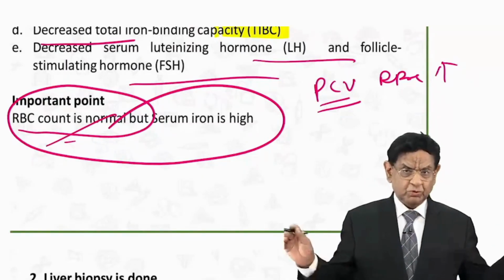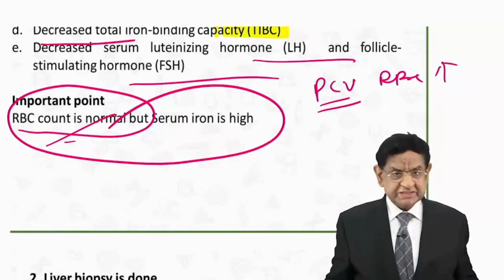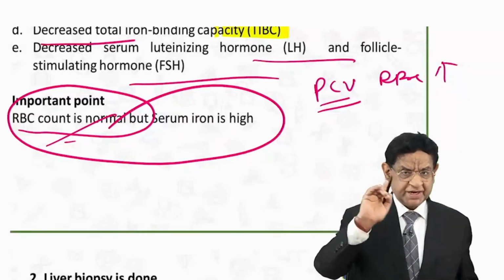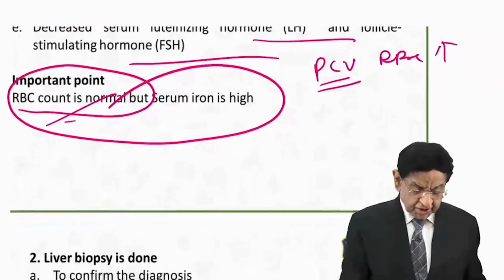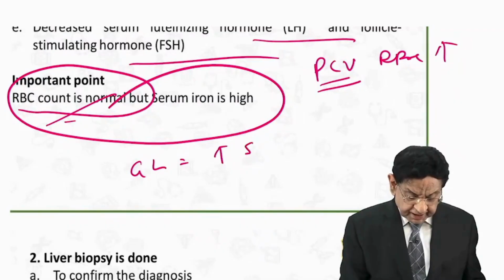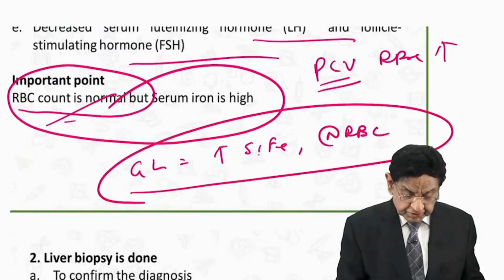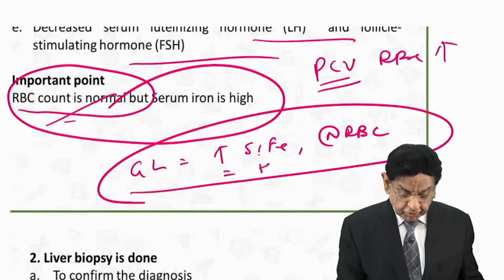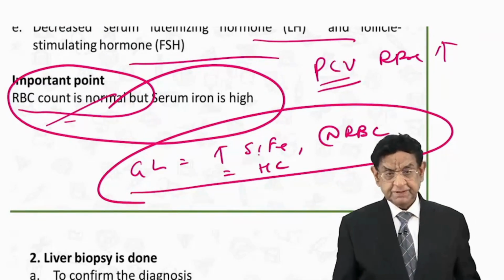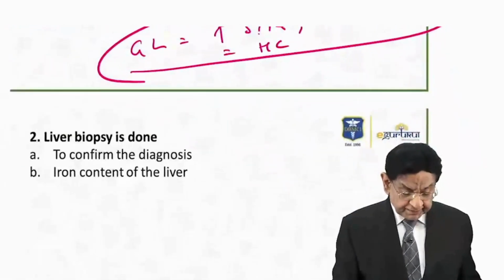Okay. So normal RBC count with increased serum iron, think about hemochromatosis. Write down the golden line to remember: increased serum iron with normal RBC count, you think about hemochromatosis. Simple. Okay.